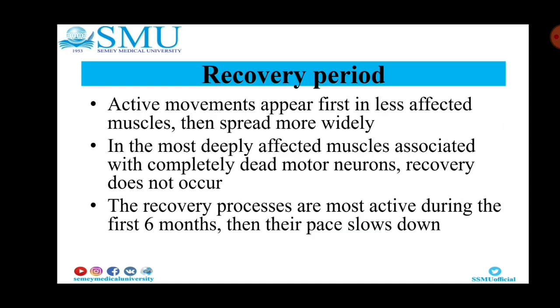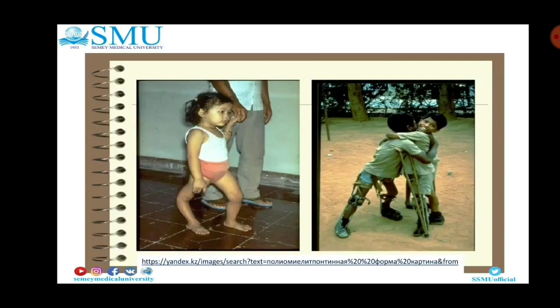Recovery period. Active movements appear first in less affected muscles, then spread more widely. In the most deeply affected muscles associated with completely dead motor neurons, recovery doesn't occur. The recovery processes are most active during the first 6 months. Then their pace slows down.